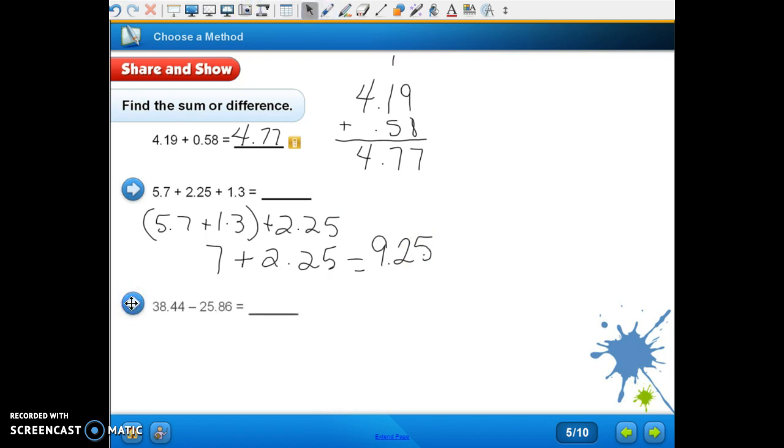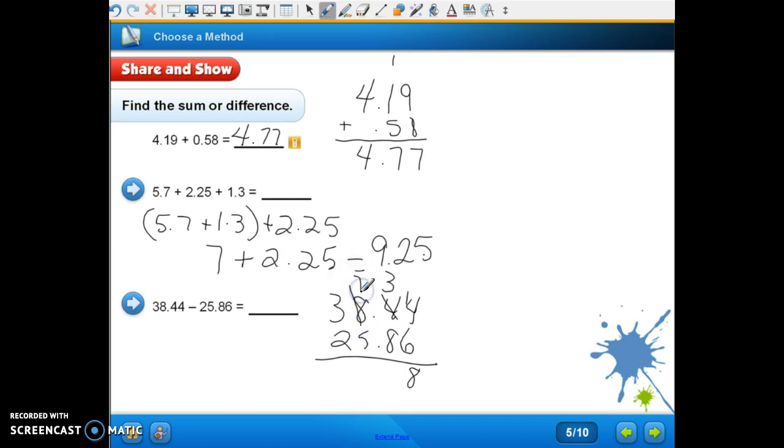Okay, let's try number 6. Now notice we're subtracting, so we can't use any of our properties, so we're just going to stack it up. And we're going to have to do some regrouping because we only have 400ths. We cannot take 600ths away from that. So 14 minus 6 is 8.